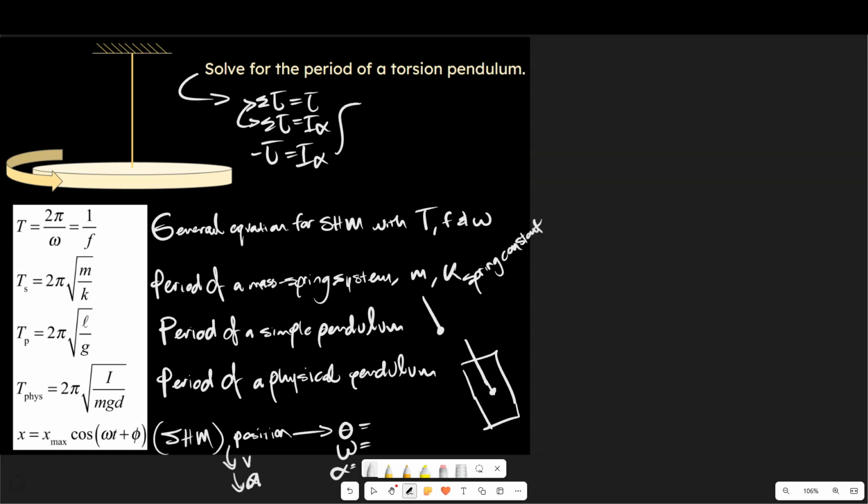Okay, and now we're going to do something else with this that you probably have not seen before. We're going to sub in this. Okay, this is different, right? And so what I do want to say is that this is a torsional constant. And it is effectively the rotational version of a spring constant. It's just the resistance of the material in that wire that is suspending this disc in this case.